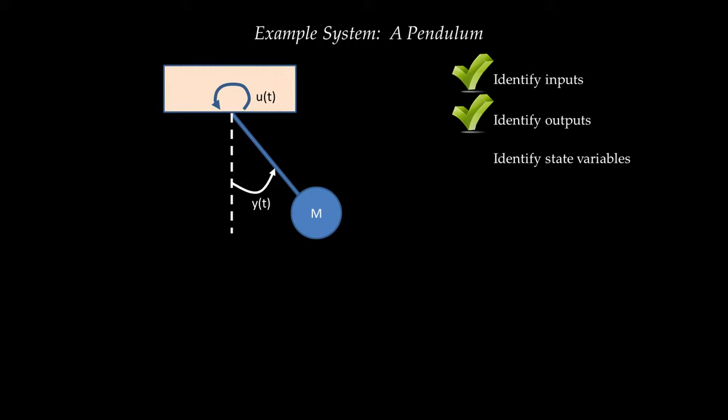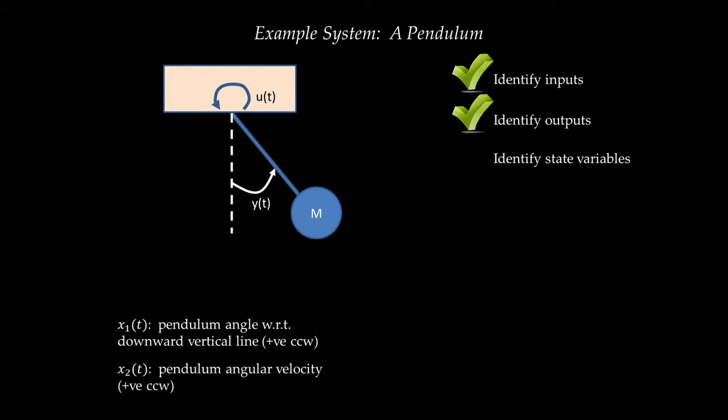So it makes sense to make the state variables, number one, the angle of the pendulum with respect to the vertical line, the downwards vertical line, to be specific, and I'm going to make that positive counterclockwise. The second state variable is the angular velocity of the pendulum, and I'm also going to make that positive counterclockwise. So at this point we've identified the state variables, and we're done with step number 3. Step number 4 is to write down the state equations. I want to write down an equation for x1 dot and an equation for x2 dot.